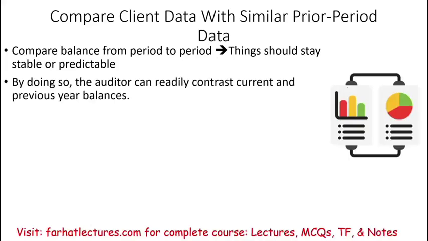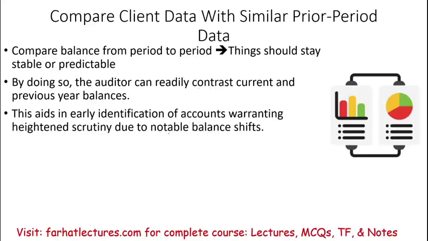By doing so, the auditor can readily contrast current and previous year balances. So once you learn about the company and you see the change in the balances and you understand them, you could immediately identify accounts warranting scrutiny due to notable balance shifts. For example, supplies expense should not change that much. Accounts receivable from year to year should not change that much. Many accounts should not change much. And if they change, they should change in a predictable manner. For example, a 3% increase in sales or 5% increase in sales or 1% decrease in cost of goods sold from year to year. They should be predictable.